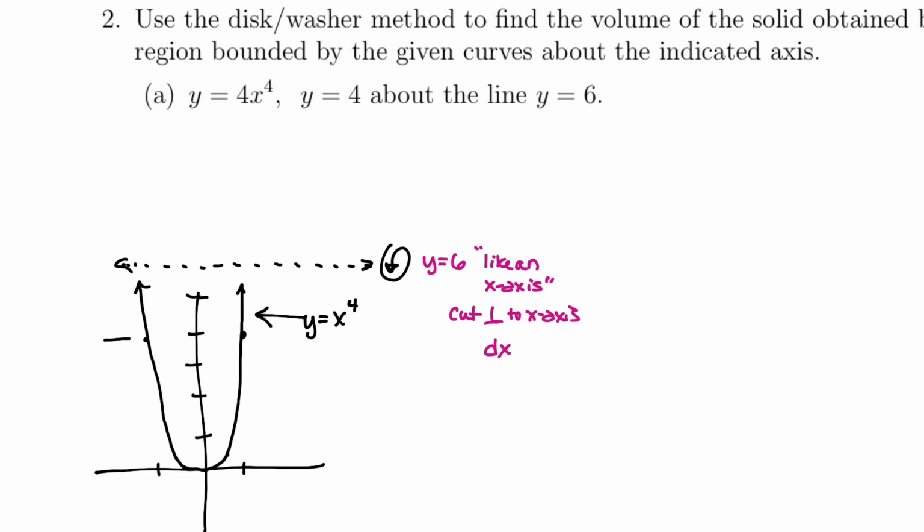Y equals 4 is a horizontal line. So we are taking the region that's bounded by those curves, and it's almost like a donut, isn't it? Kind of like a funky donut. Maybe a little more like a bagel, more elongated, I'm guessing. So we're going to take this region bounded by y equals x to the 4th and y equals 4.